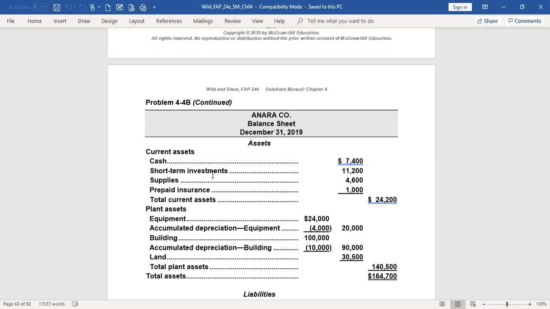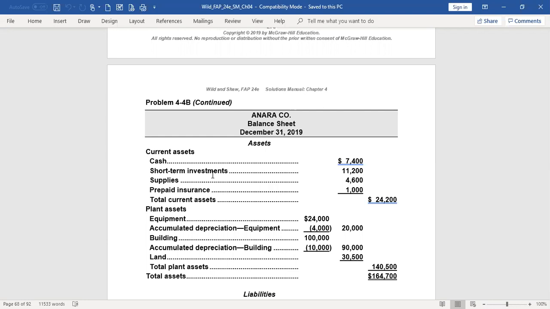Buildings, same deal. The cost, or the debit balance, of the building account is $100,000. The accumulated depreciation of building, the part of the building that's been expensed so far, is $10,000. The difference between that is the book value of $90,000. And then land, we don't expense because it doesn't deteriorate, but it is a plant asset.